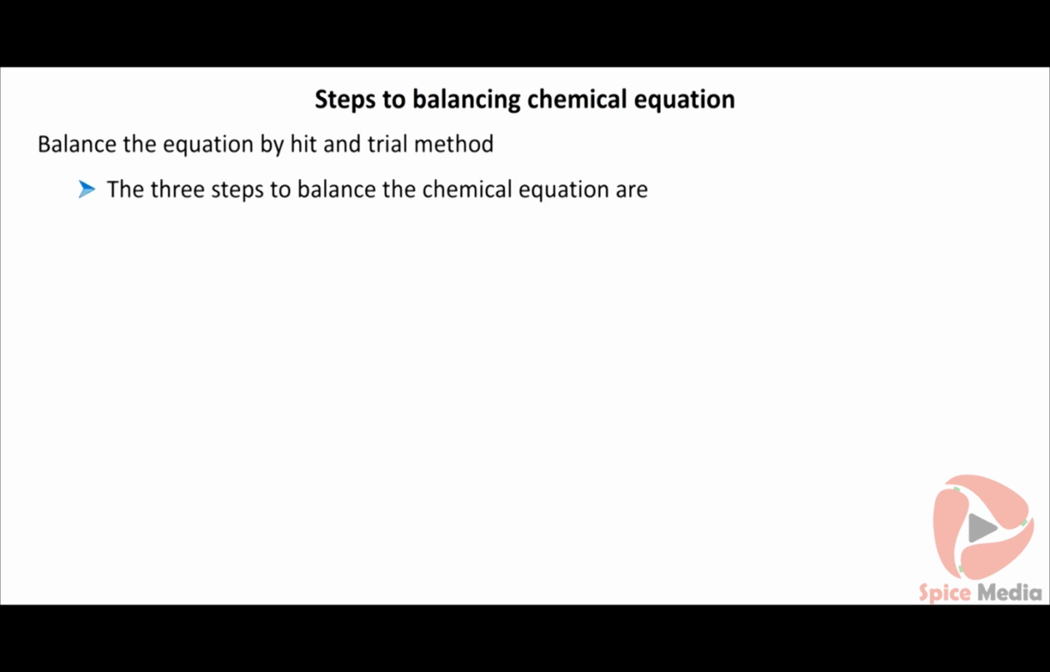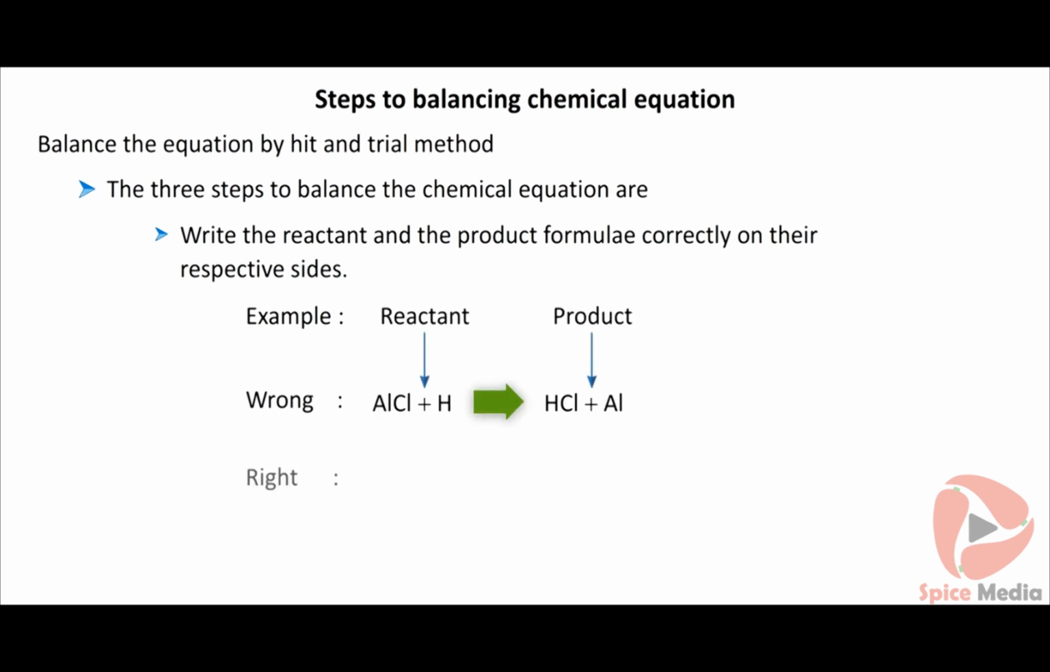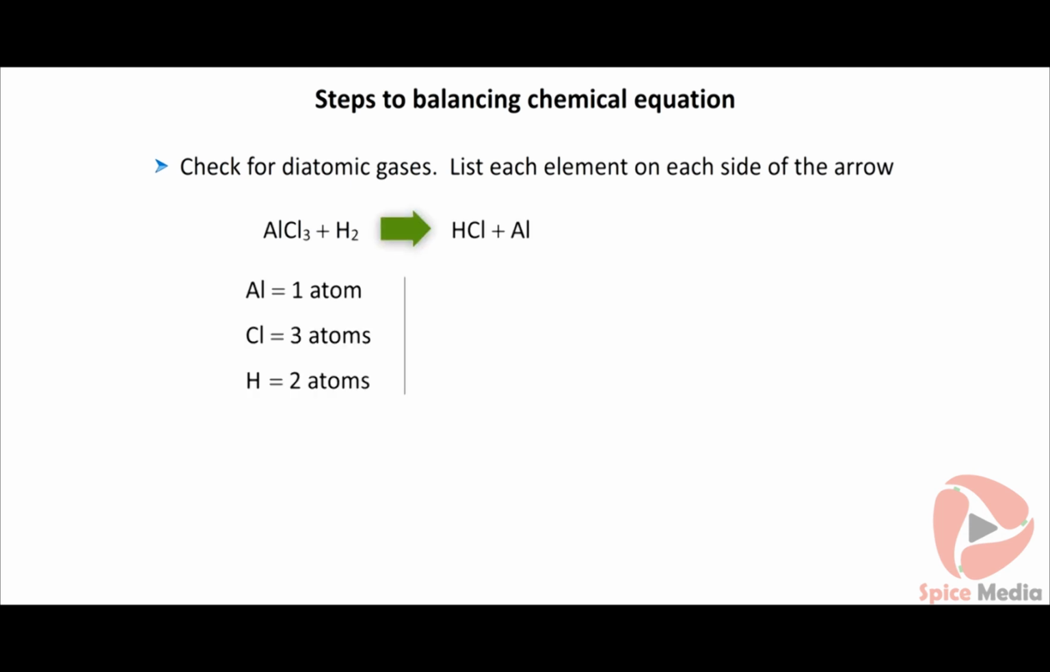The 3 steps to balance the chemical equation are: write the reactant and the product formula correctly on the respective sides. Example, the reaction between aluminium chloride and hydrogen gives hydrochloric acid and aluminium. The skeleton equation is: check for diatomic gas. List each element on each side of the arrow. There are 7 diatomic molecules.